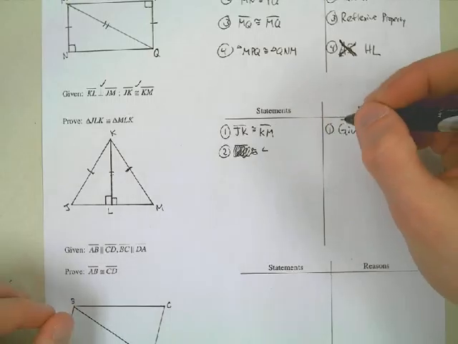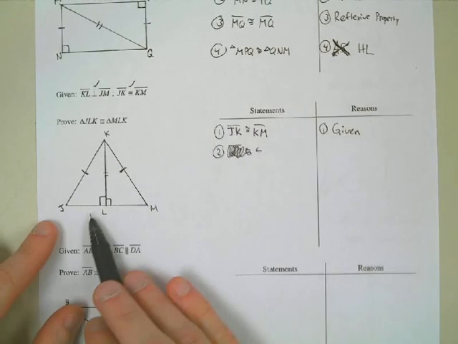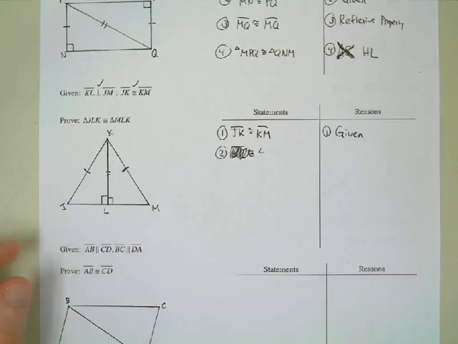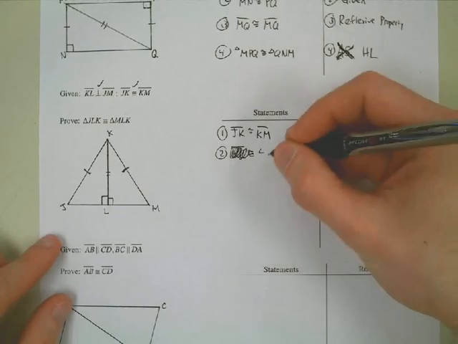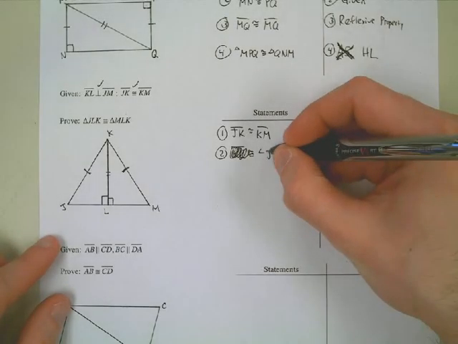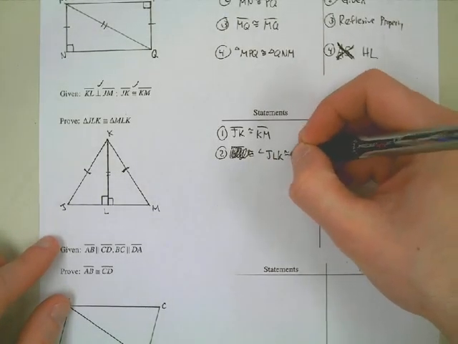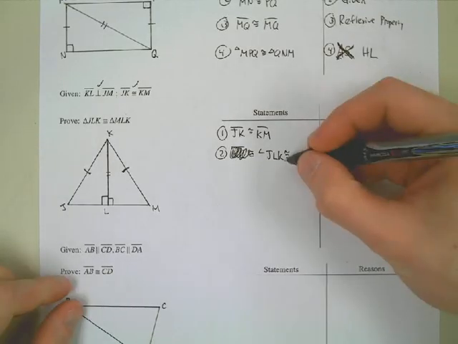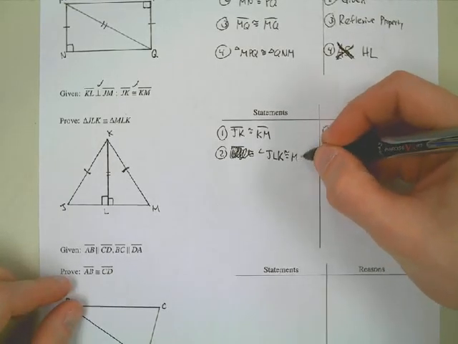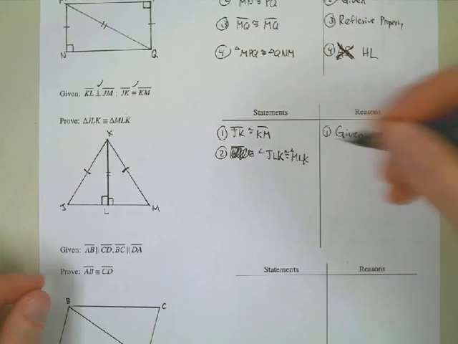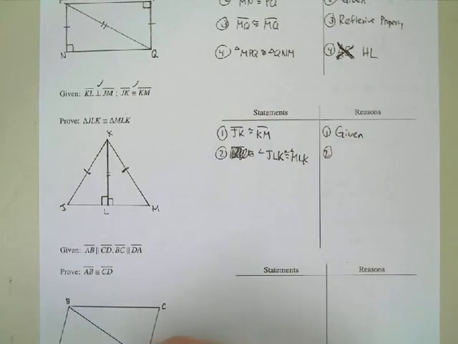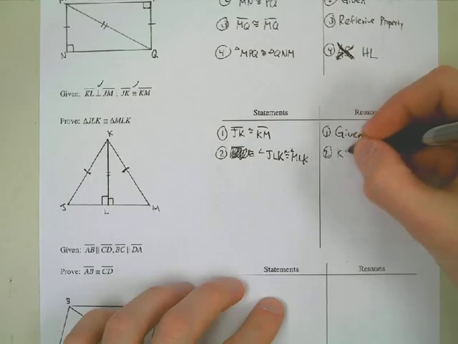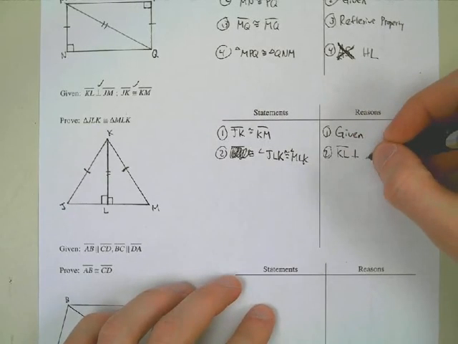JLK is going to be congruent to what other angle? MLK. Martin Luther King. There you go. And they're congruent because, why do we know that? KL is perpendicular to JM. We can't say it bisects, but I hear it. Yeah, it's perpendicular to. Okay, that was a given.